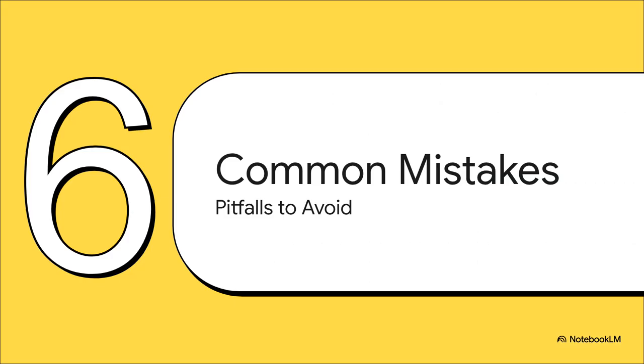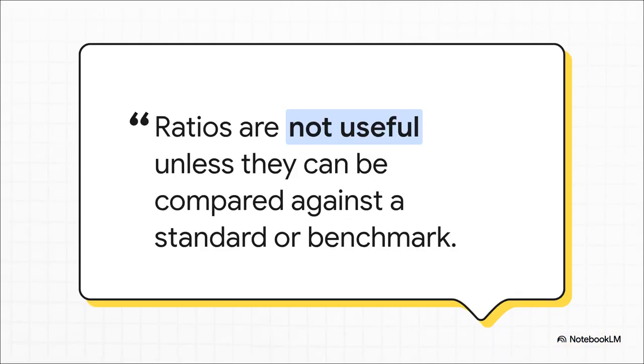Finally, we arrive at Section 6, Common Candidate Mistakes. Let's talk about the pitfalls you aggressively need to avoid. If you take nothing else away from this explainer, I want to stamp this golden rule from the text right into your memory. Ratios are not useful unless they can be compared against a standard or benchmark.